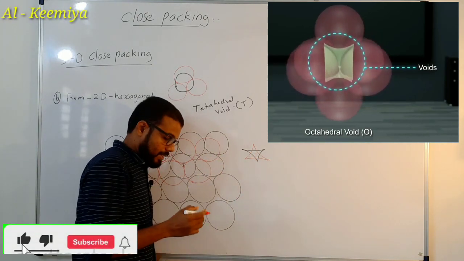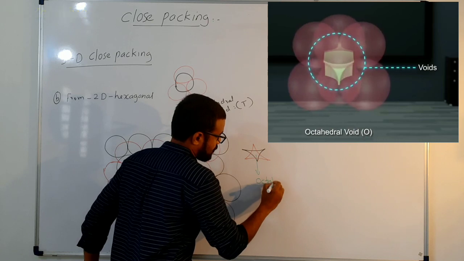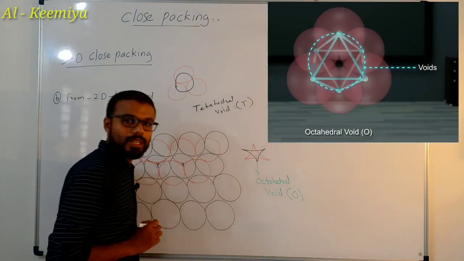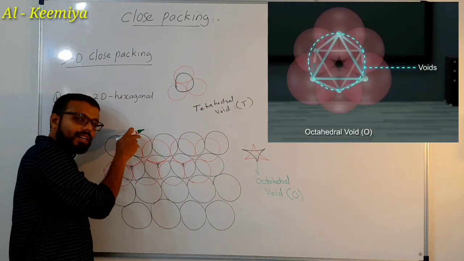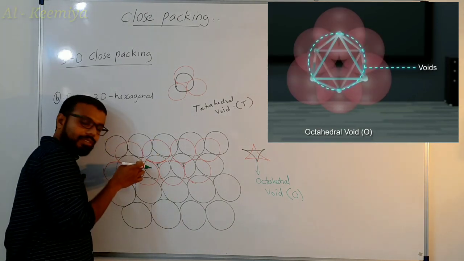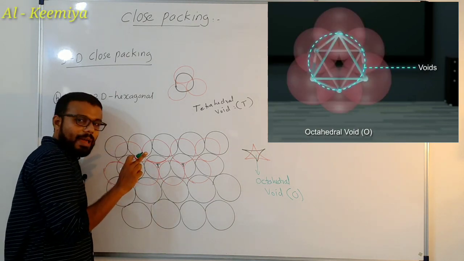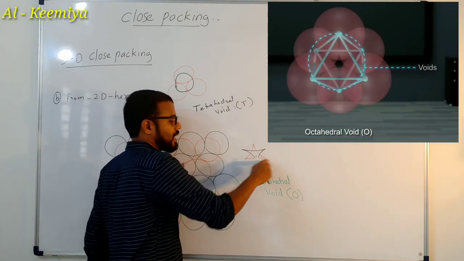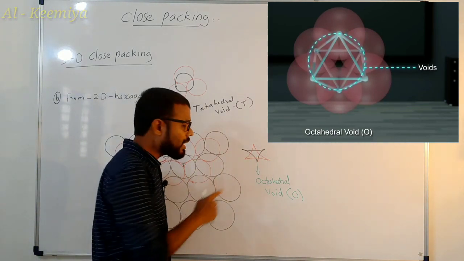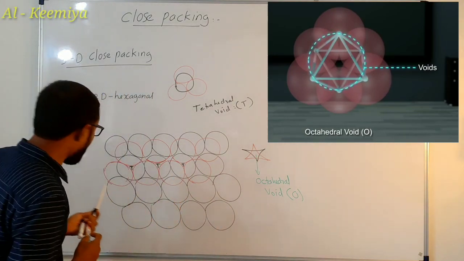Now this new void is called an octahedral void, which we represent as O. That means the uncovered trigonal void of the first layer, that is the black layer, and the trigonal void of the second layer, that is this red layer, overlap in such a way that their apexes are in opposite directions, like a star. This new void is called an octahedral void.